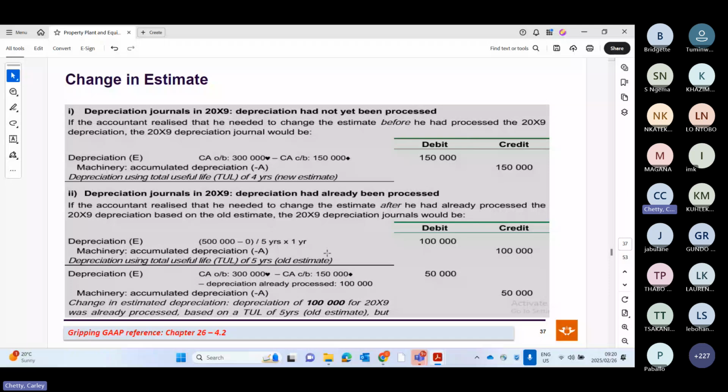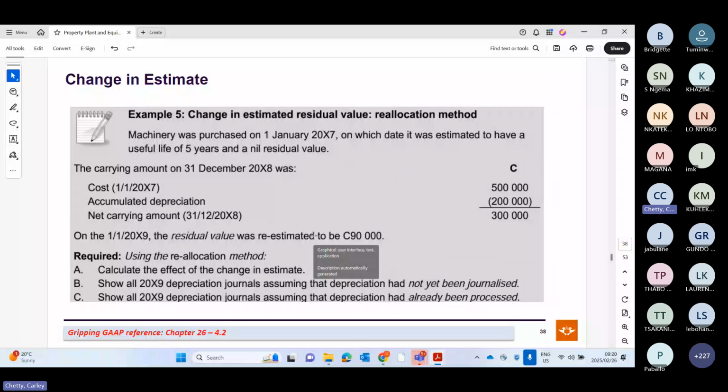So here we have another example, which is a change in estimated residual values. Machinery was purchased on 1 January 2007, on which date it was estimated to have a useful life of 5 years and a nil residual value. The carrying amount on 31 December 2008 was 300,000, and this is made up of cost of 500,000 and accumulated depreciation of 200,000. So the net carrying amount at 31 December 2008 is 300,000.